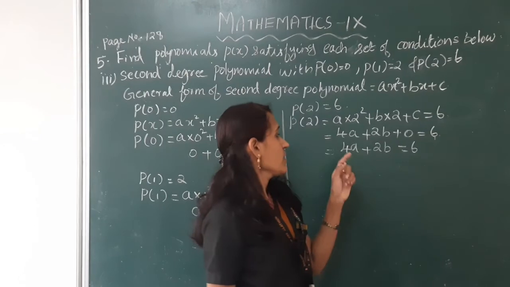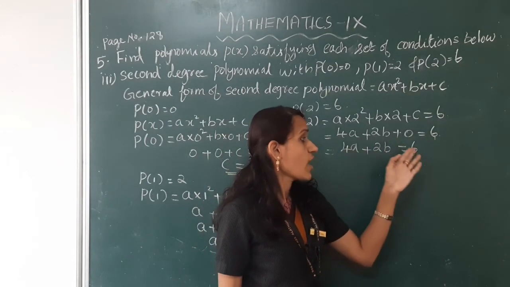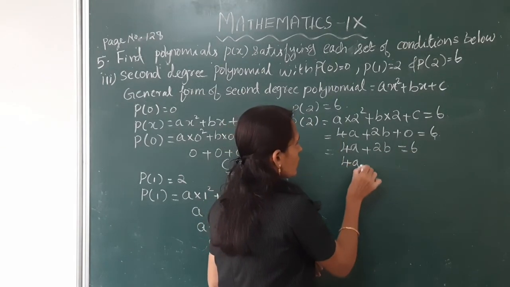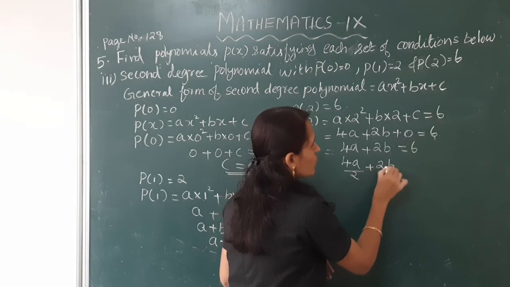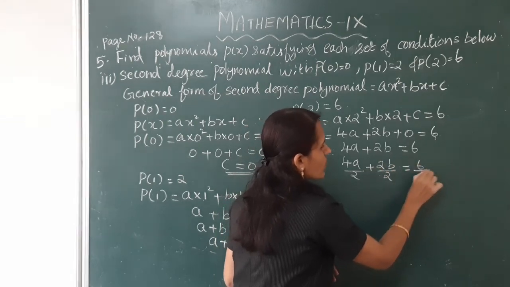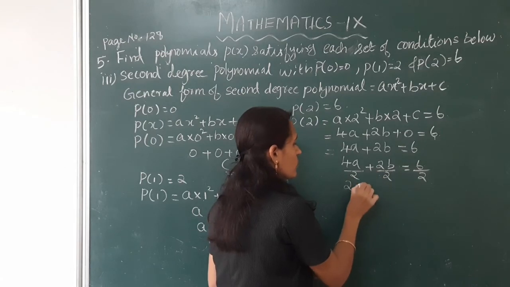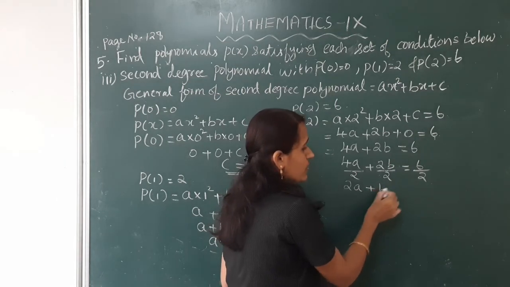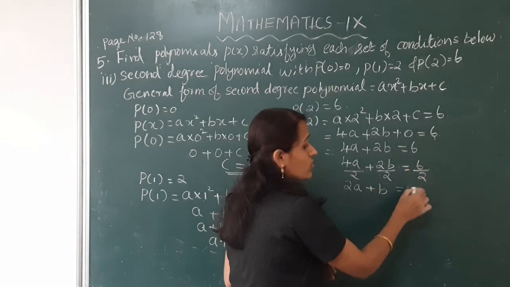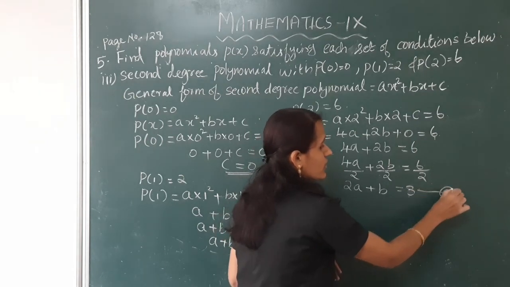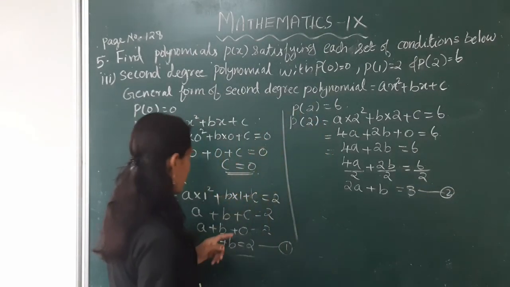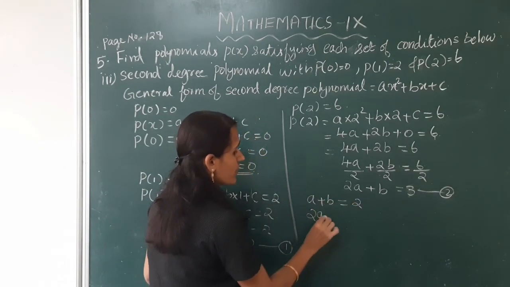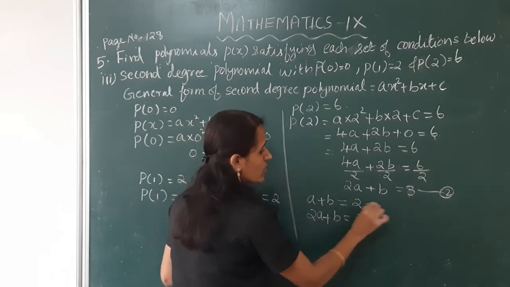Here 4, 2 and 6 are multiples of 2. So divide all the terms by 2. 4a by 2 plus 2b by 2 is equal to 6 by 2. This is equal to 2a plus b. 2 divided by 2 is 1, so plus b. This is equal to 6 divided by 2, which is 3. Mark it as equation 2. Here equation 1 is a plus b is equal to 2. 2a plus b is equal to 3.